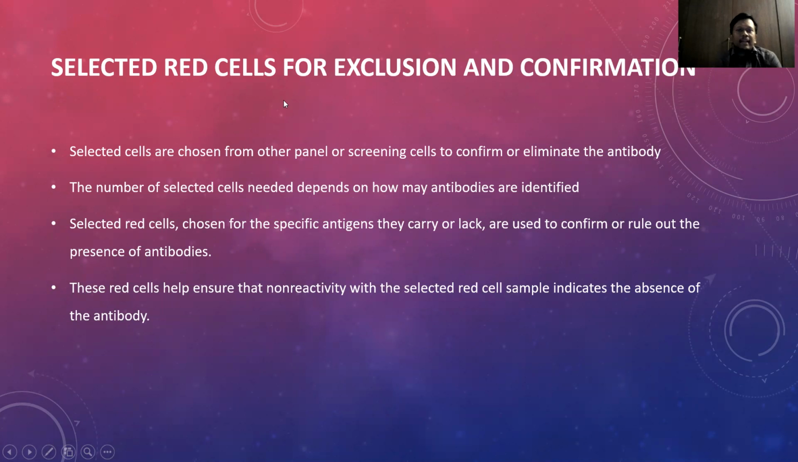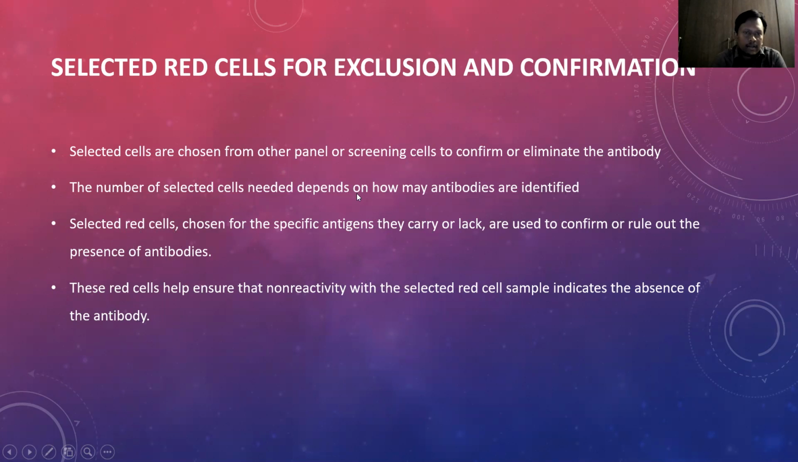Similarly, we can also use selected red cells for exclusion and confirmation. Selected red cells are chosen from the other panel or screening cells to confirm or eliminate an antibody. The number of selected cells needed depends on how many antibodies are identified. Selected red cells are chosen for the specific antigen they carry or lack, and are used to confirm or rule out the presence of antibodies. These red cells ensure that non-reactivity with the selected red cell sample indicates the absence of that particular antibody.